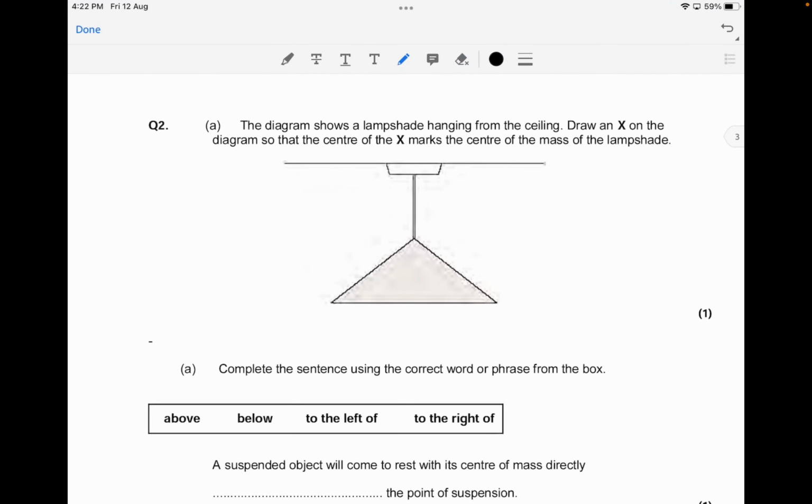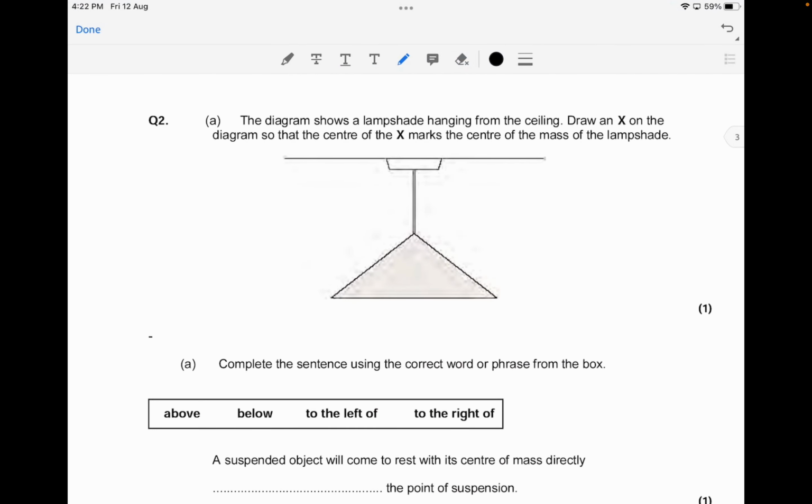Now, the next question states that the diagram shows a lampshade hanging from the ceiling. You have to draw an X on the diagram so that the center of the X marks the center of the mass of the lampshade. Now, this is a triangle, so roughly about the center of X should appear to be on the continuum line of the flex and in the body of the lamp, which should be judged by the eye in this case.